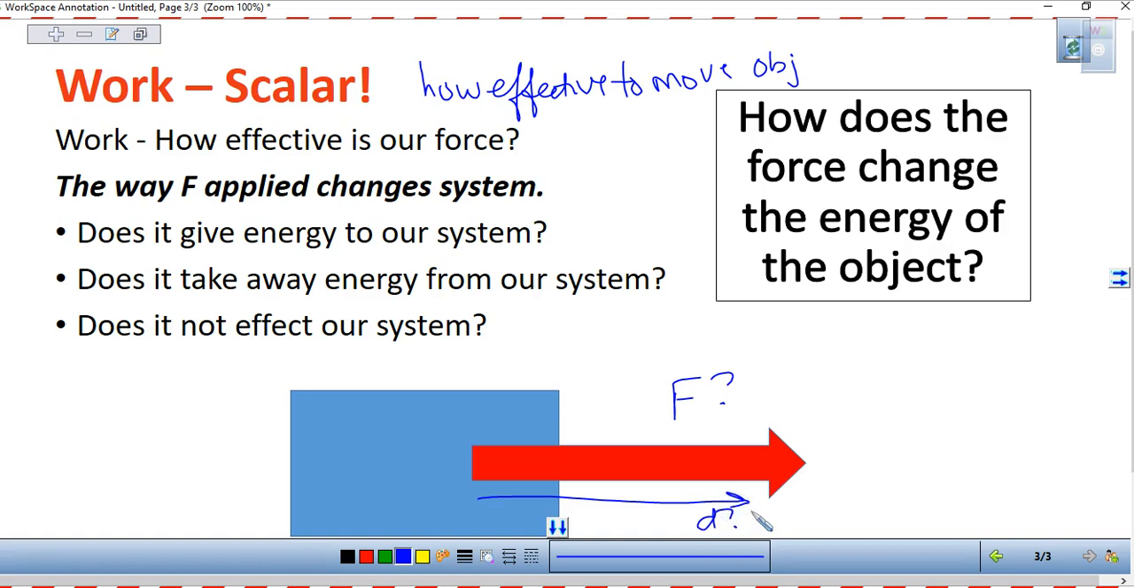Now, I did advertise that we're not going to do direction, but for this part, we do have to pay attention. We have to pay attention to how we push something, or the direction of the force. And then we have to consider the direction of your distance or your displacement. And then we're going to be asking the question about energy.